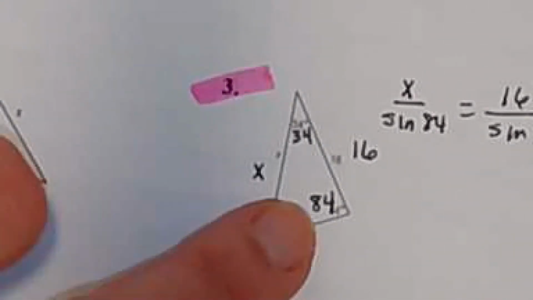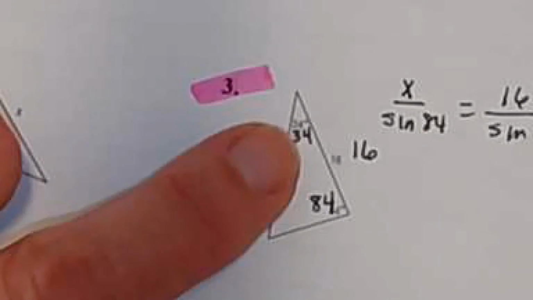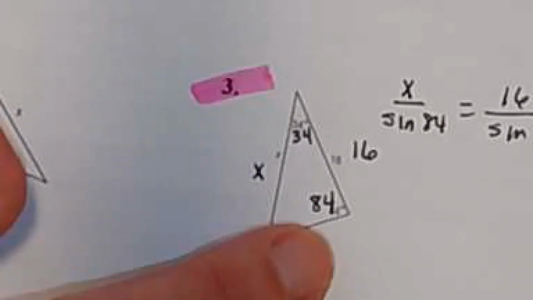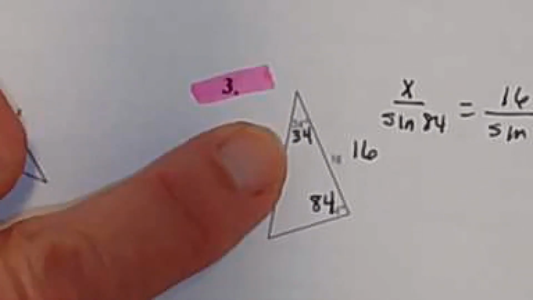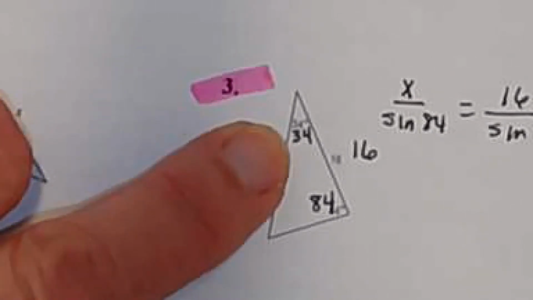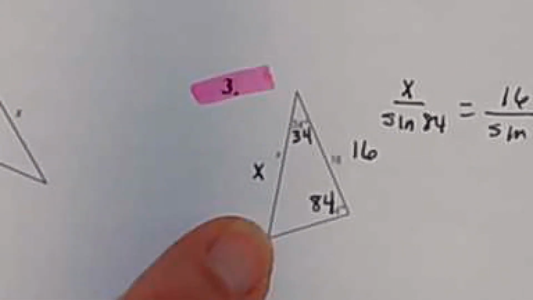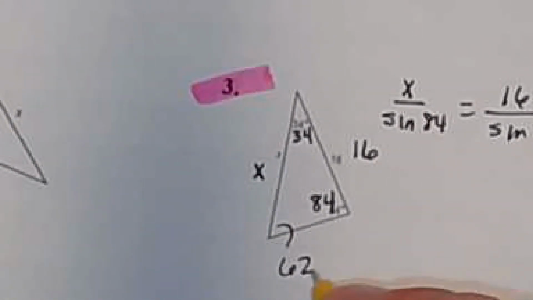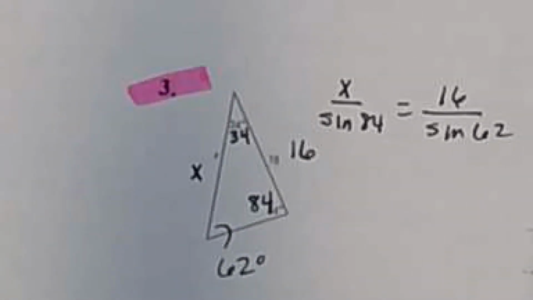Well, my triangle angle sum theorem says that all three angles have to be 180. So 84 plus 34 is 118. And if I take that from 180, this angle down here has to be 62 degrees. So I have to take the sine of 62 over here. And then I'll work this problem just the way I worked the other one.